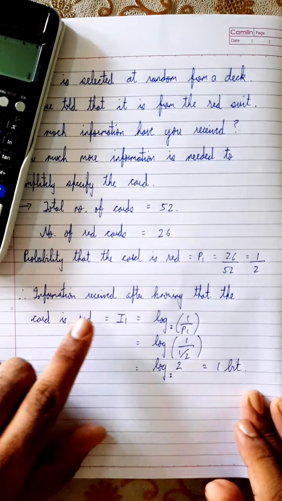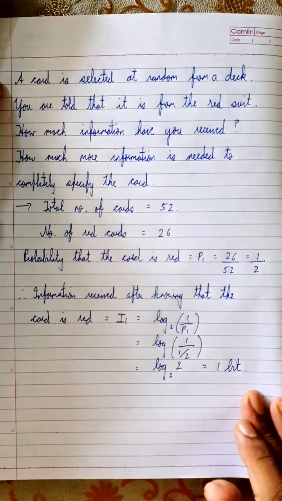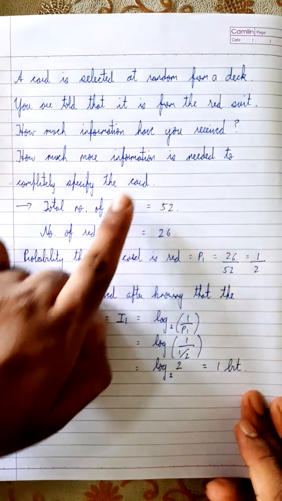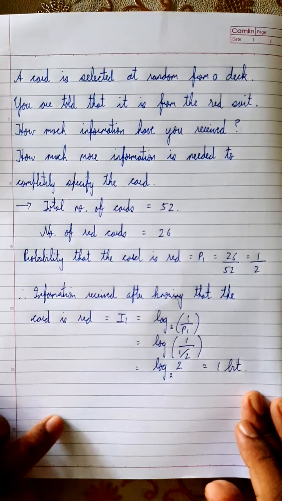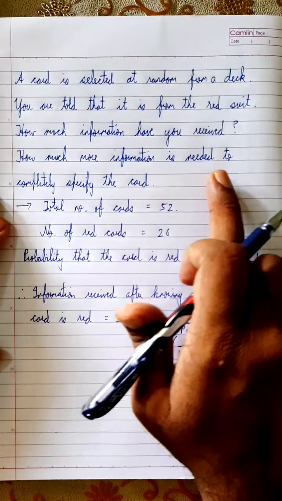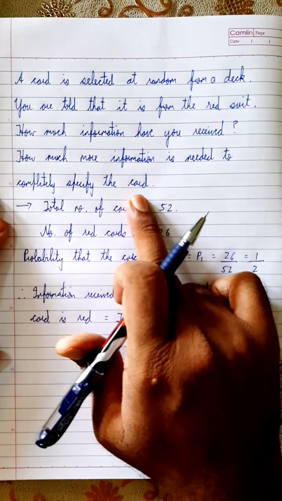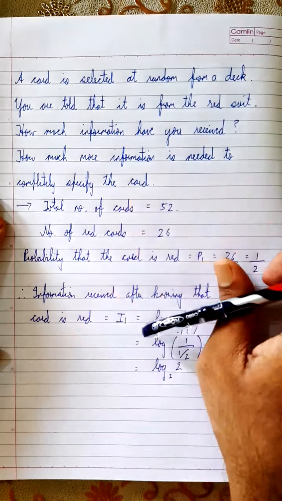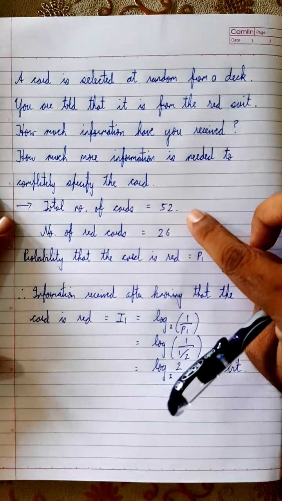So that is the information received after knowing that the card is red. That is what this question actually means. Now, how much more information is needed to completely specify the card? To completely specify the card. We know that the total number of cards is 52.